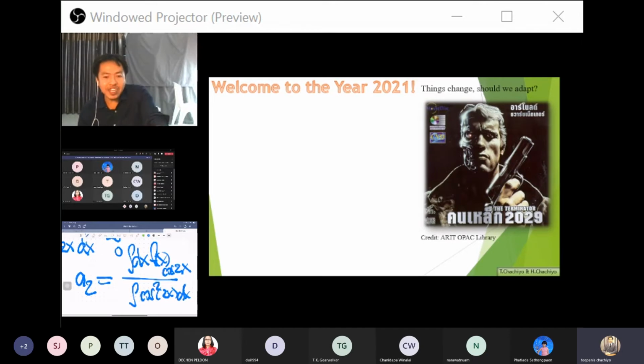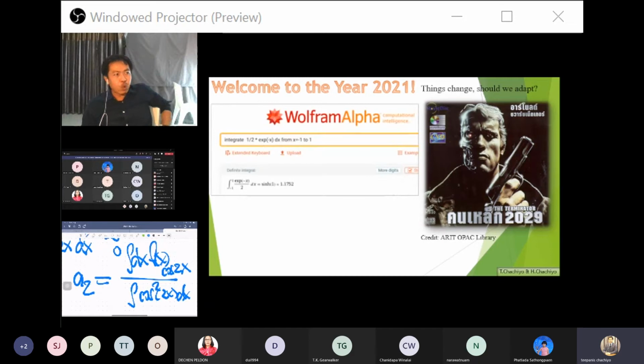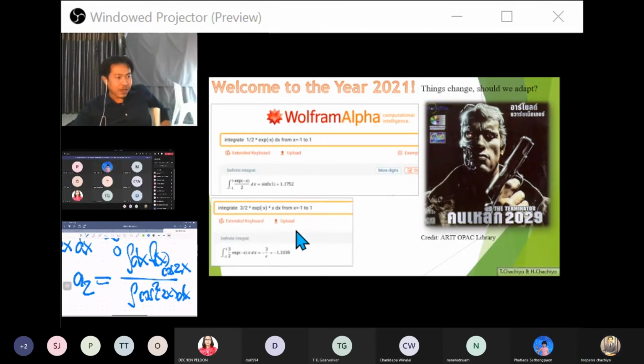We don't have to do the integration by hand anymore, okay? Not anymore. So we can use a lot of free software, and one of the things that is free is Wolfram Alpha, which I can show you how to do at this moment. So I'm going to find the coefficient A0 for the Fourier expansion. Okay, so how do we do that? You simply go to this website and then type in the code like so. It gives you this answer, 1.1752.